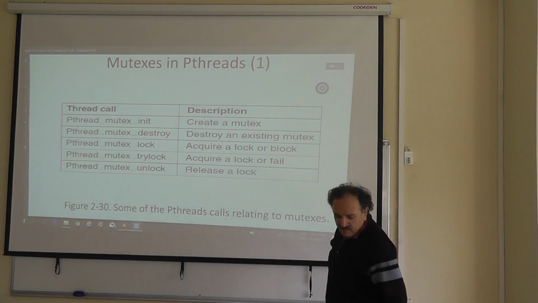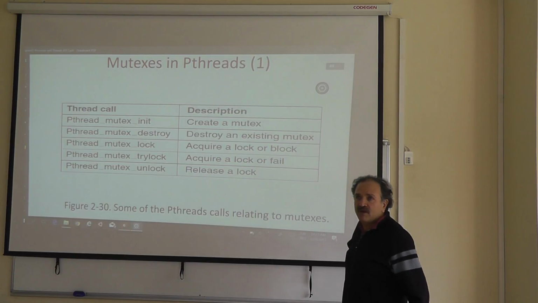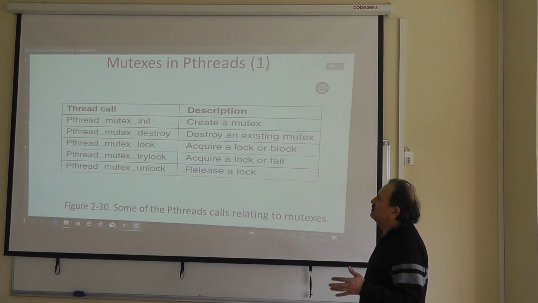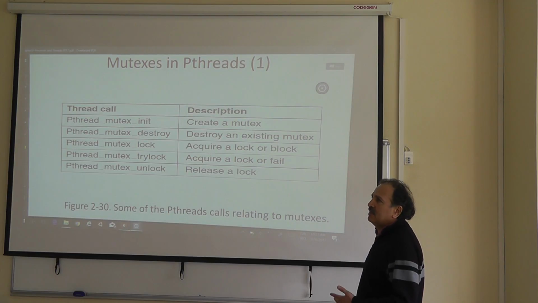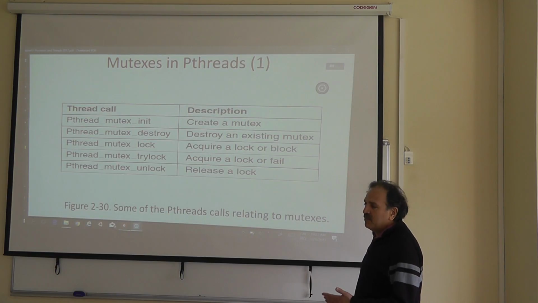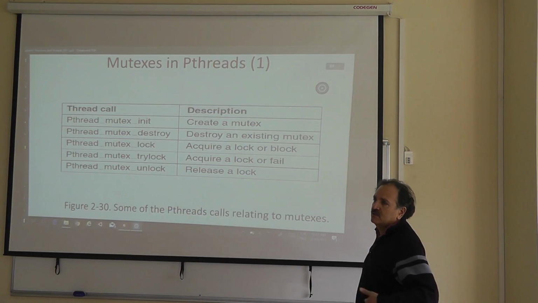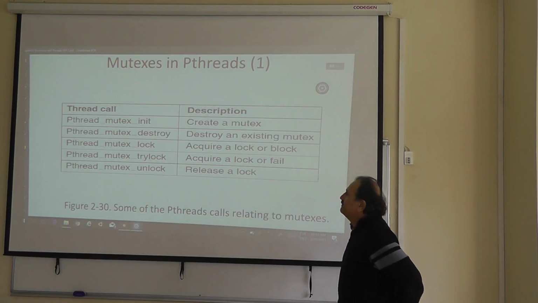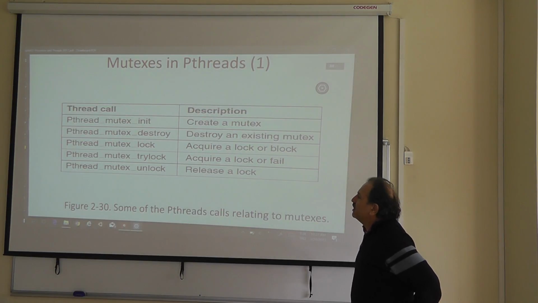I need it because I don't want to be blocked at all. I will try to get the lock. If the lock is available, I get the lock. If I cannot get the lock, maybe I can do something else in my process or in my thread. So I will make the decision myself, but I will never go into an infinite loop or spin lock.